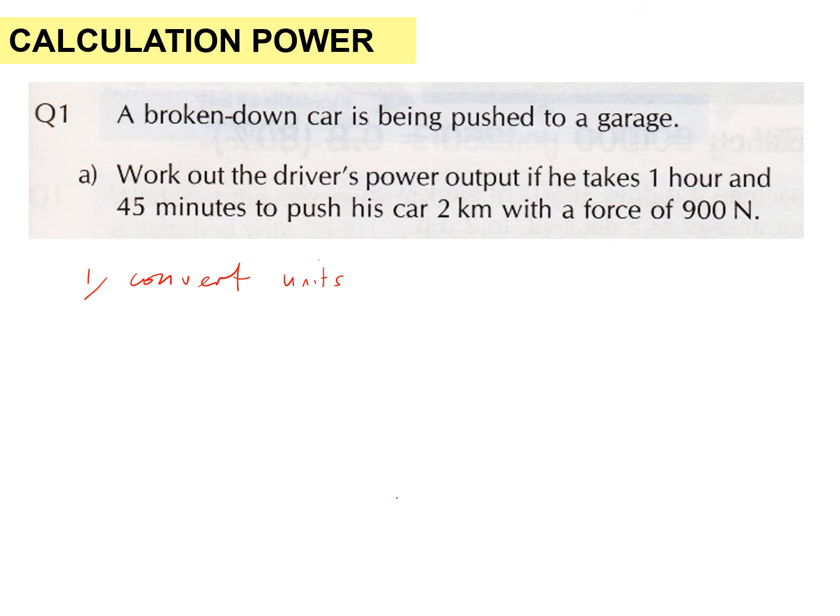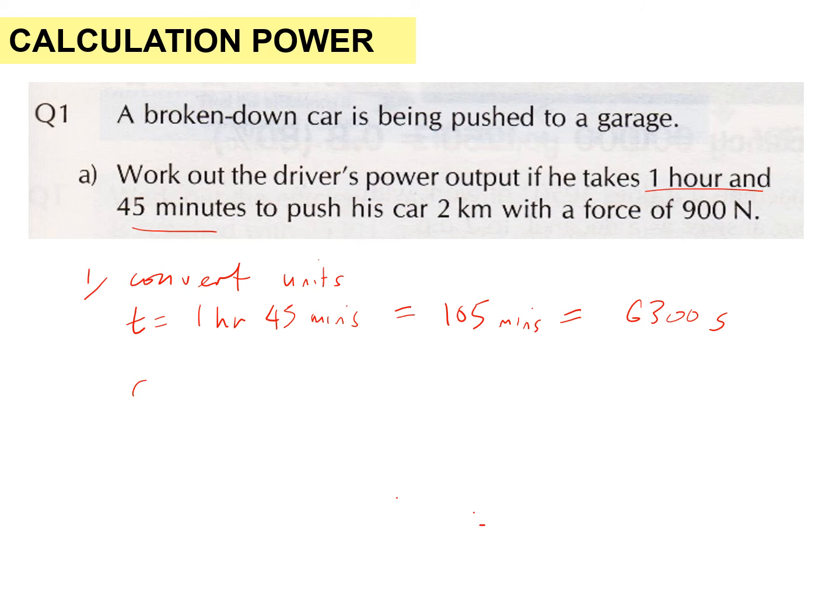Okay, so we've got 1 hour 45 minutes. Time equals 1 hour 45 minutes. Now we can't have that. It needs to be in seconds, right? So if I was to work out how many minutes that is, first of all, that's 60 minutes in 1 hour plus 45. That's 105 minutes. There are 60 seconds in each minute, so 60 times 105 equals 6,300 seconds. That's the time in seconds, okay?